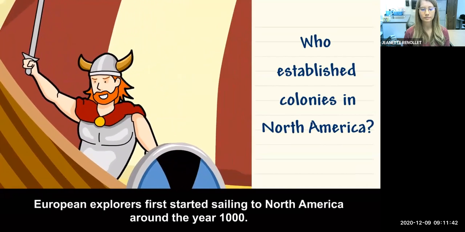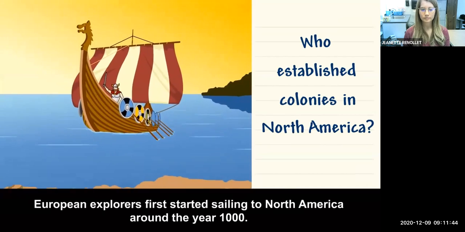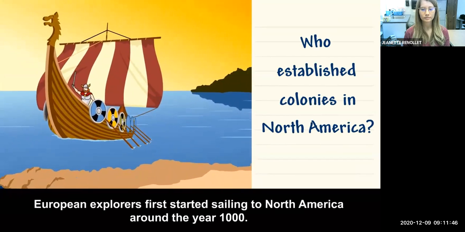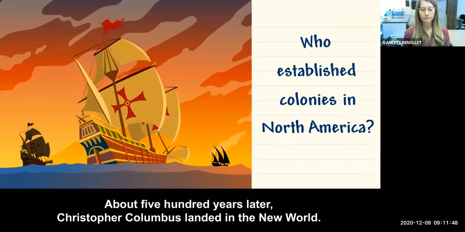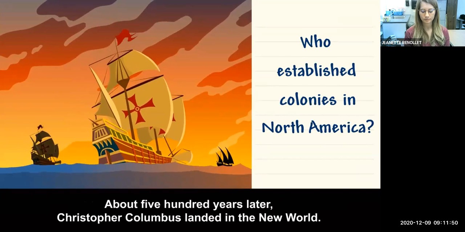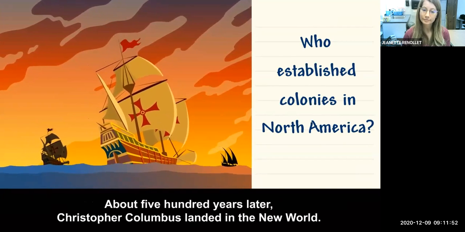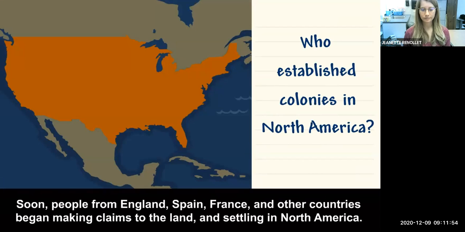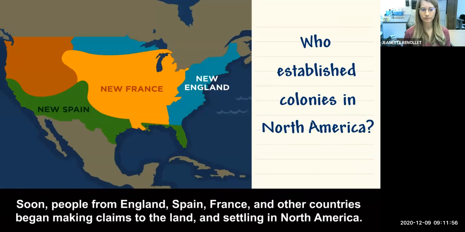European explorers first started sailing to North America around the year 1000. About 500 years later, Christopher Columbus landed in the New World. Soon, people from England, Spain, France, and other countries began making claims to the land and settling in North America.